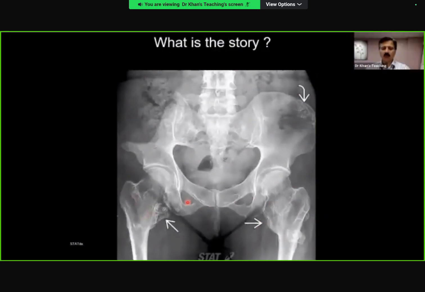Multiple osteochondromas with a surgical defect. So you have to make the story. It means that there might have been a malignant transformation and they have removed that.